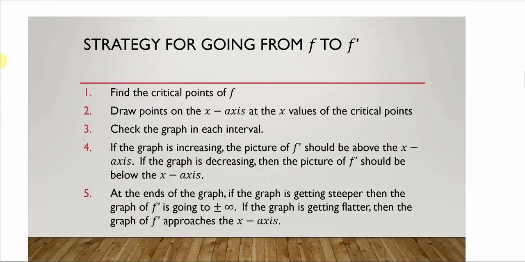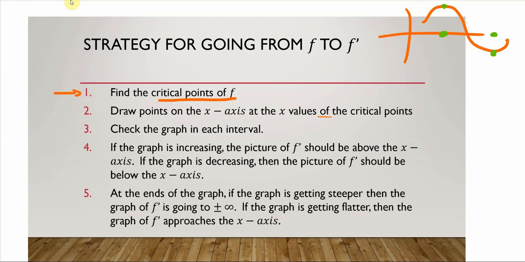All right, let's look at the steps. I wrote them down here. The first thing is to find the critical points of f. In other words, find the spots where f has slope of 0. Now you're going to sketch dots on the x-axis at the x values of the critical points. So what I'm saying is, if this is a critical point right here, I'm going to ask you to sketch a dot there on the x-axis. This is a critical point. I'm going to ask you to graph a point on the x-axis.